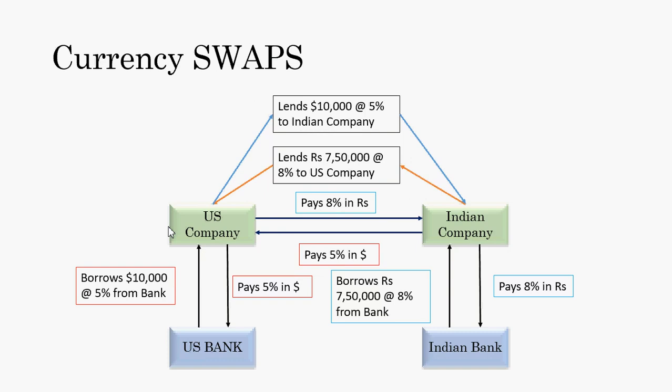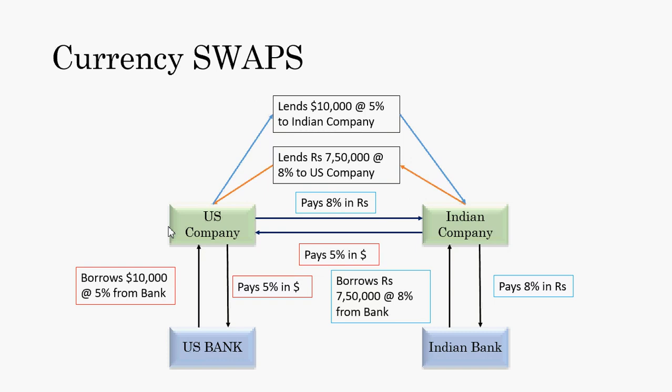Okay, so this transaction will happen on an agreed upon time period. For example, they are getting into a contract whereby the exchange of interest happens for 5 years. So at the end of each year, the Indian company is going to pay 5% on the US dollars and the US company is going to pay 8% on the Indian rupees. So this is going to happen for the next 5 years. And at the end of 5 years, the US company will repay the 7,50,000 which it has borrowed from the Indian company, and similarly the Indian company will repay the $10,000 which it has received from the US company. Okay, this is how typically a currency swap will work.